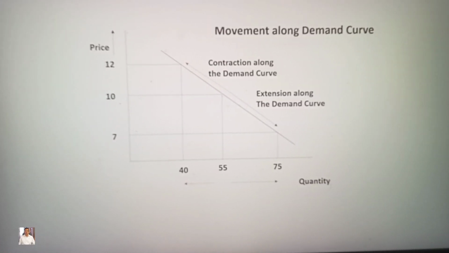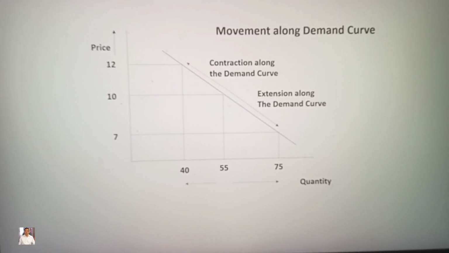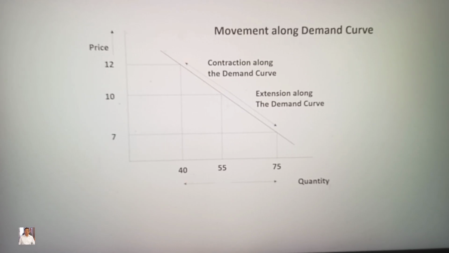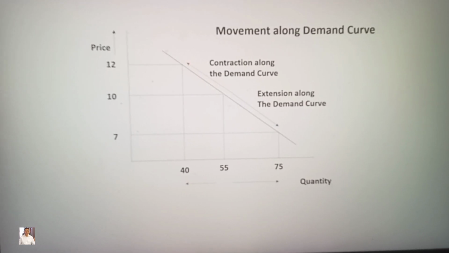Movement along the demand curve. A movement along the demand curve occurs following a change in price. Contraction in demand. An increase in price from rupees 10 to 12 causes a movement along the demand curve and quantity demanded falls from 55 to 40. This is contraction of demand.